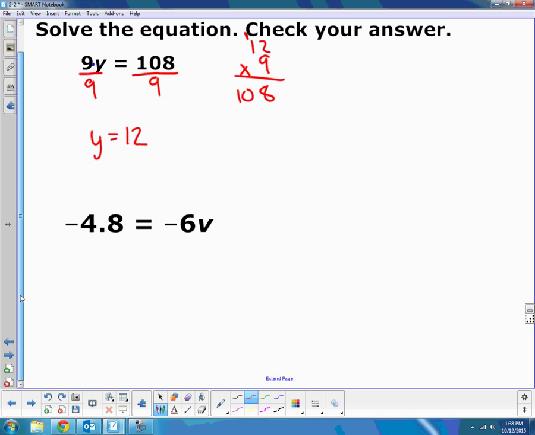Same with the next one. So we've got -6 times B. For the inverse operation, I divide both sides by whatever is being multiplied times B, -6. I know that a negative divided by a negative is going to be positive. I also know that if I cover up that 0.8 there, -4 over -6 is less than 1.